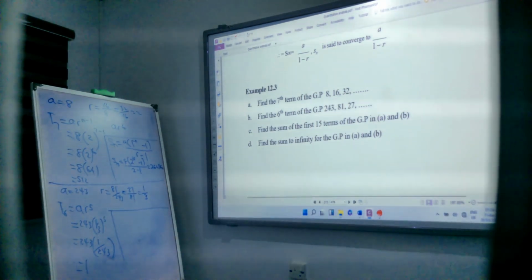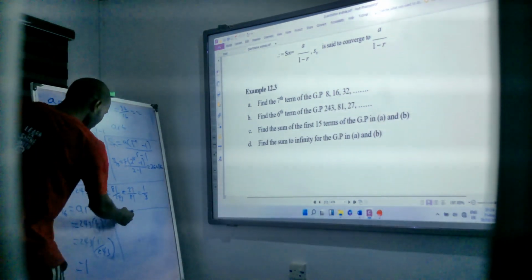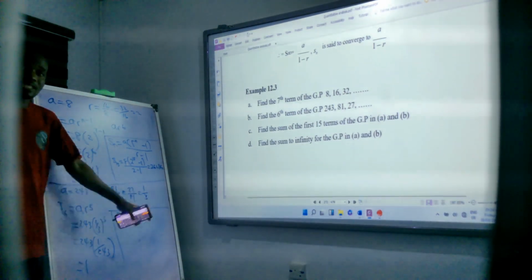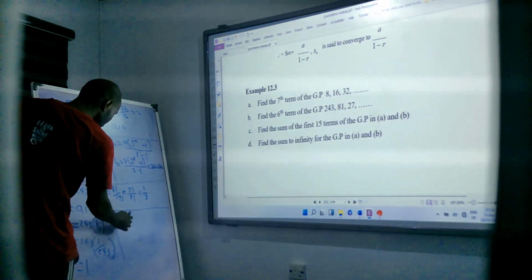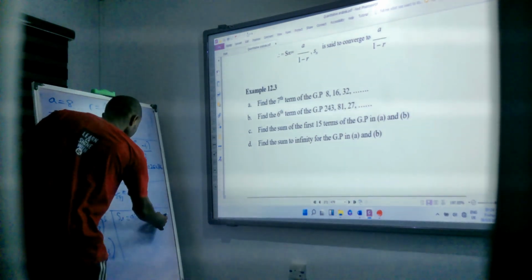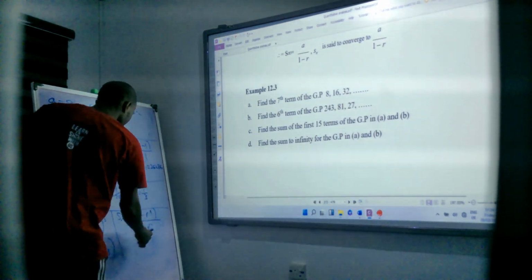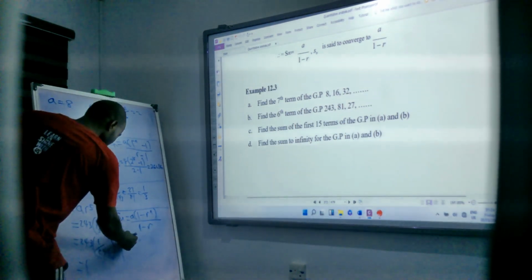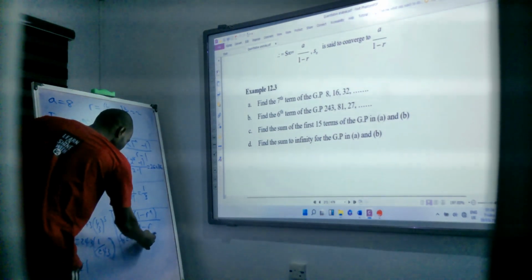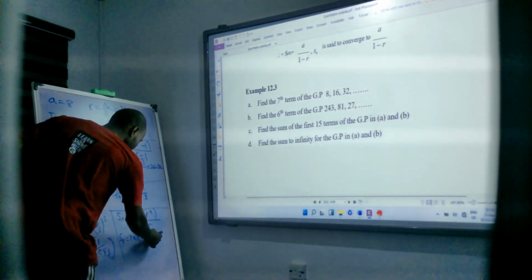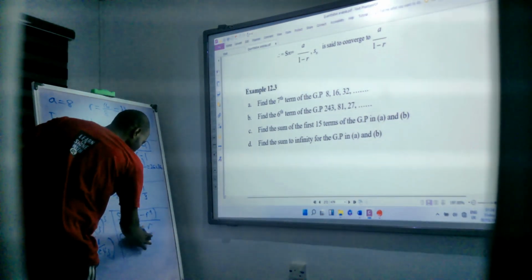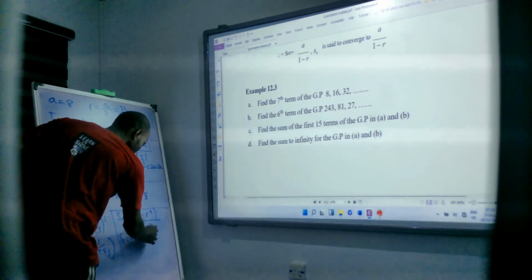Now of this one, the sum of the first 15 terms. What is our R? Our R is less than 1. What about 1 over 3? It is less than 1. So we use what? For our Sn, we use this formula. Sn will be A multiplied by 1 minus R to the power n, over 1 minus R. So our S15 will be equal to, first term is 243, times 1 minus 1 over 3 raised to the power 15.